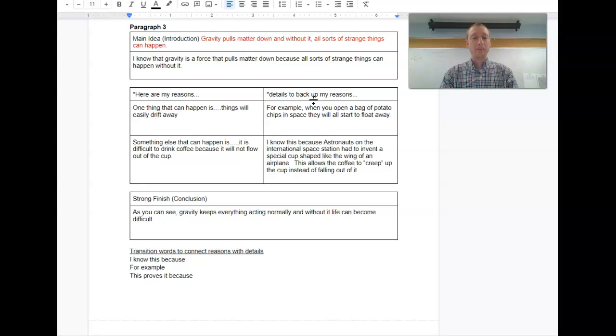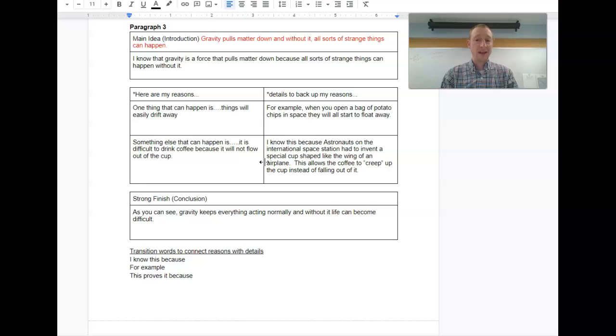This is the without gravity paragraph. And it starts off and it says, I know that gravity is a force that pulls matter down because all sorts of strange things can happen without it. I've got 2 reasons in here, right? One reason is that things will easily drift away. And details to back that up are when you open a bag of potato chips in space, they're going to all float away. Another reason I've got is that it's really hard to drink coffee because it won't flow into the cup, right? Gravity's not going to pull it down into the cup.